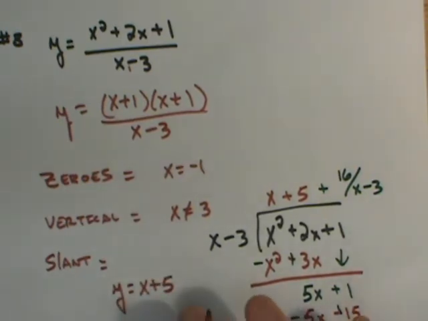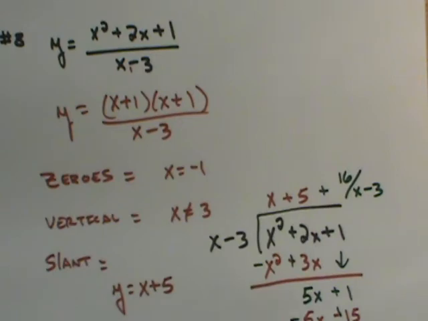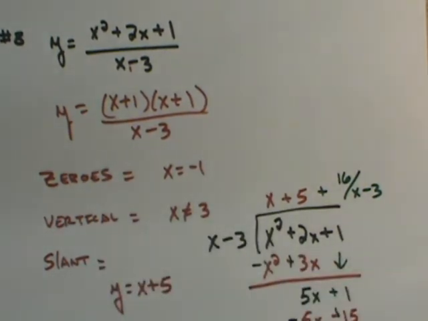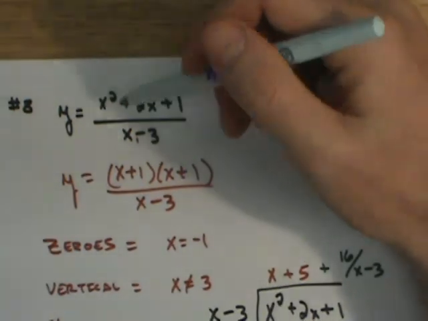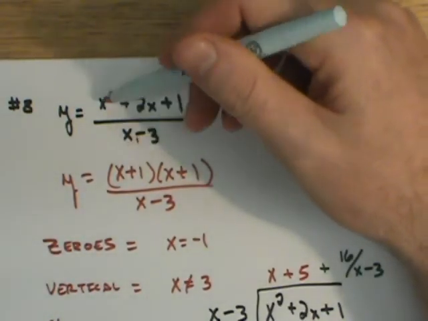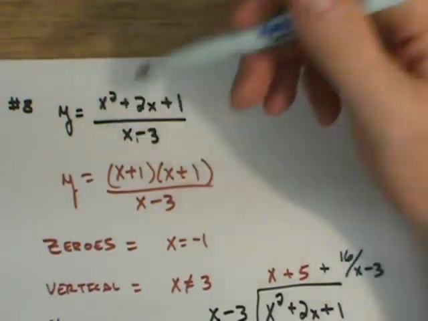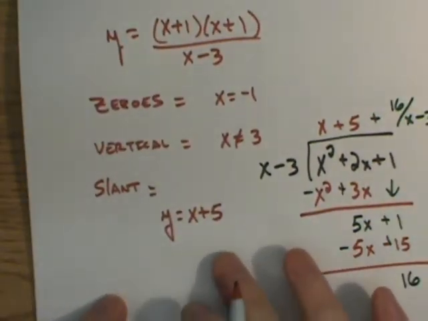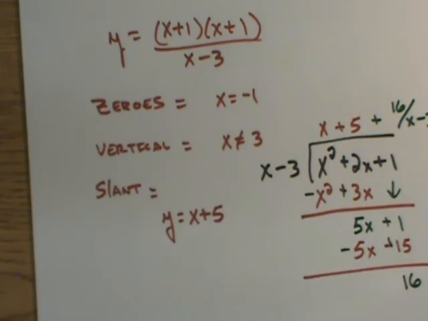And so if you were at -500 or positive 500 for the x value, for all intents and purposes, if you looked up and saw this graph, it would look like x plus 5. And that almost reinforces what I'm saying here. The ratio here is going to be x over 1. You know it's going to look like y equals x. It just happens to be shifted up 5 units. So that's your slant asymptote.